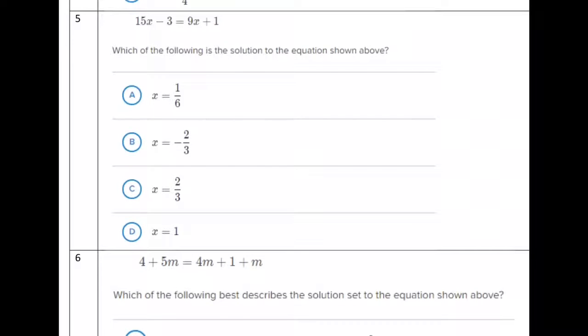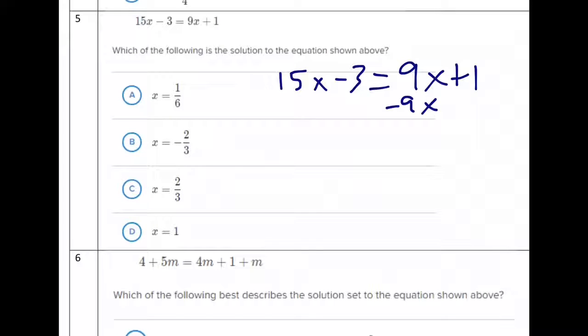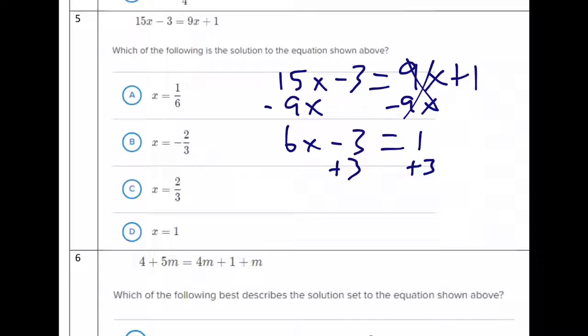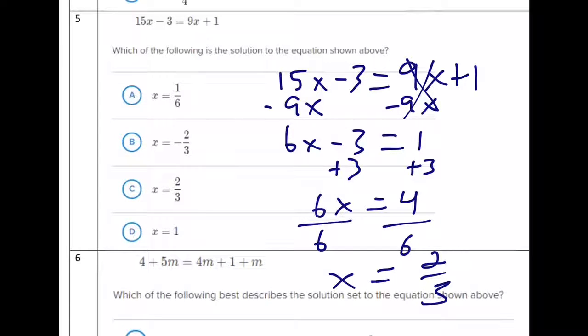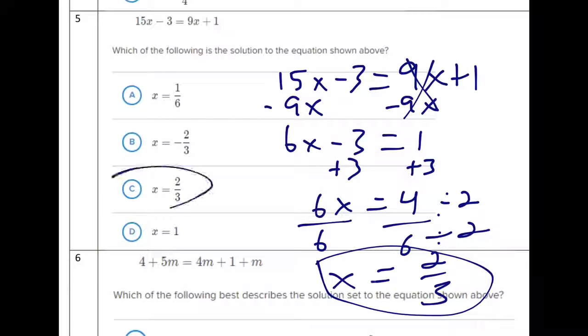Number 5, 15x minus 3 is equal to 9x plus 1. So I notice that there's a larger x coefficient on the left. So to avoid a negative, I will subtract here on the right. This cancels out, and I have 6x minus 3 is equal to 1. I'll add 3 to both sides. This gives me 6x is equal to 4. When I divide both sides by 6, I get x is equal to 4 over 6, which can be reduced to 2 over 3, because I'll divide both of these by 2 to reduce it. 2/3, C.